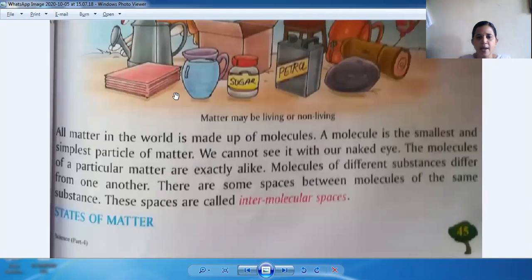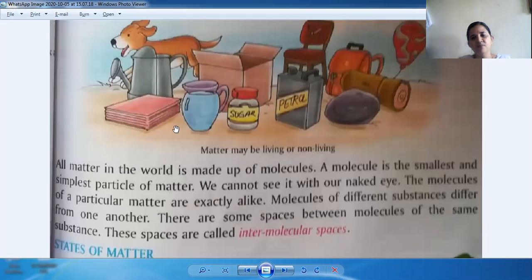So what is matter? Matter means anything which has weight and occupies space, we said. So what does it consist of? It is made of molecules. Molecules are very tiny. The molecule is the smallest and simplest particle of a matter. So this matter consists of small molecules. We cannot see them with our naked eye. They are very small in size.